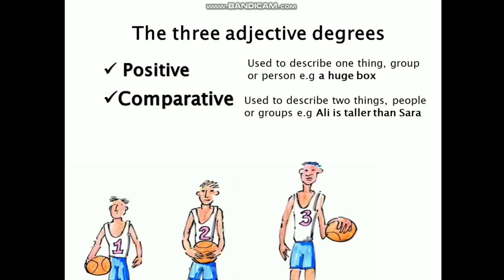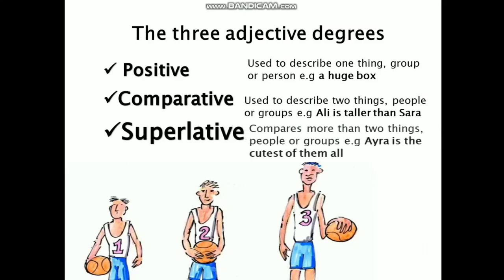The third degree is known as the superlative degree. It is used to compare more than two things, people, or groups. For example, Ira is the cutest of them all, or he is the brightest student of them all. So you have the positive degree to describe one thing, group, or person, the comparative degree for two things, and the superlative degree for more than two things, people, or groups.